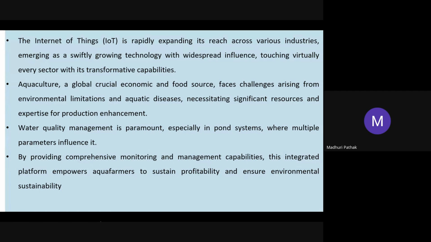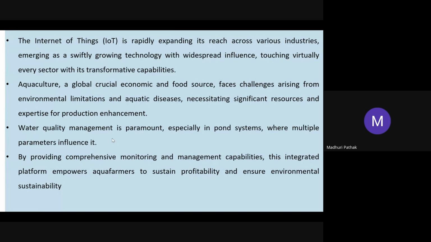Now, if we talk about the communication industries, or weaponization, or the medical field, or anything you call it, we are going ahead with the technology. Aquaculture, a globally crucial economic and food source, faces challenges arising from environmental limitations and aquatic diseases, necessitating significant resources and expertise for production enhancement.